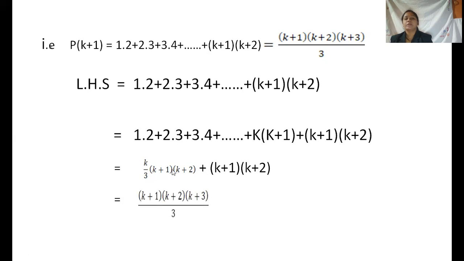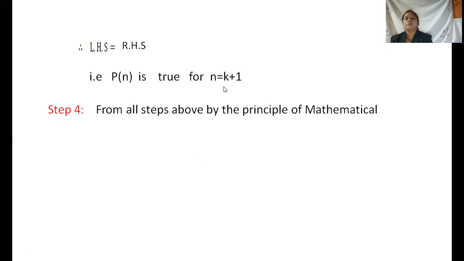That means from equation 1 we substituted for the terms up to k(k + 1): k(k + 1)(k + 2) upon 3 plus (k + 1)(k + 2). Then we took the common term (k + 1)(k + 2) and put the remaining terms in the bracket: k upon 3 plus 1, that means (k + 3) upon 3, is equal to RHS. Therefore LHS is equal to RHS, that is Pn is true for n is equal to k + 1.